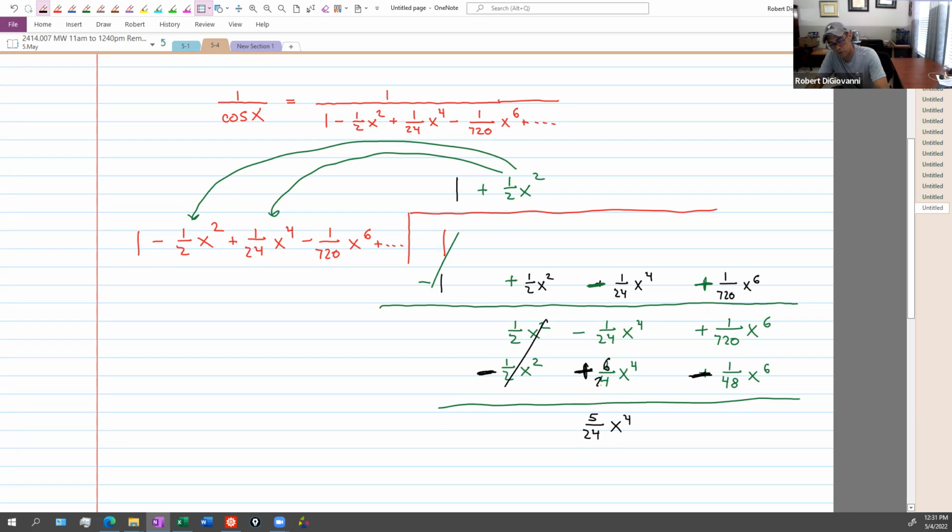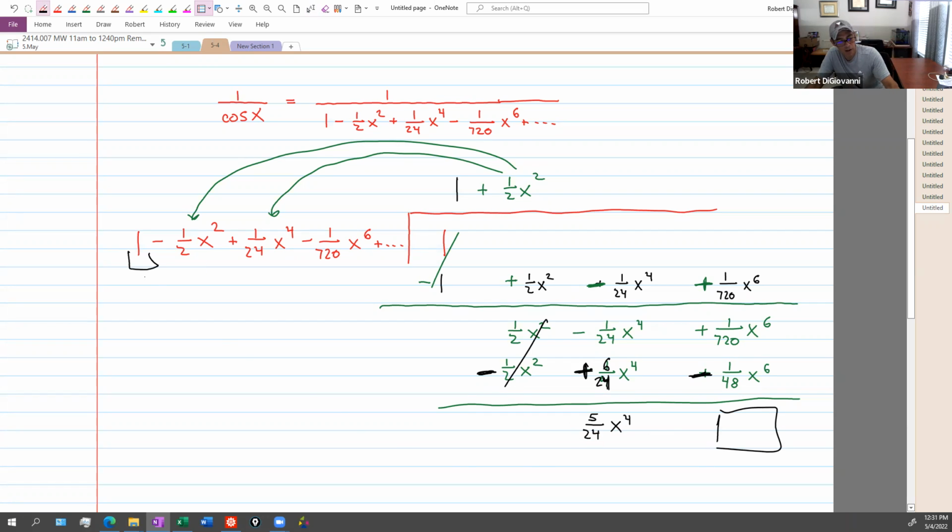This is the same as 6 over 24, right? Okay, I'm not even going to do the next one, because I only need the first 3 terms. So whatever this turns out to be, I know what I need to do now.